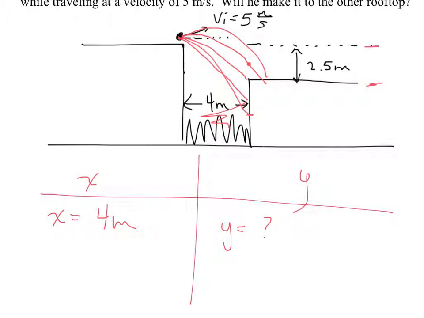What else do we know? The acceleration. For y, it's -9.81, and then for x it's 0. No horizontal acceleration ever. We're never assuming air resistance is involved, so we can always say that's 0.